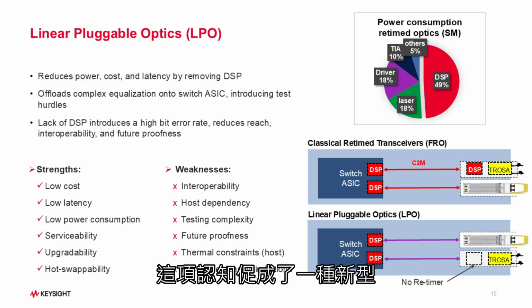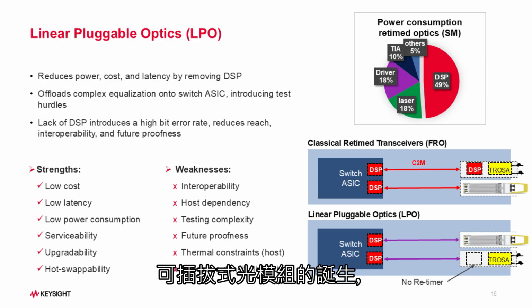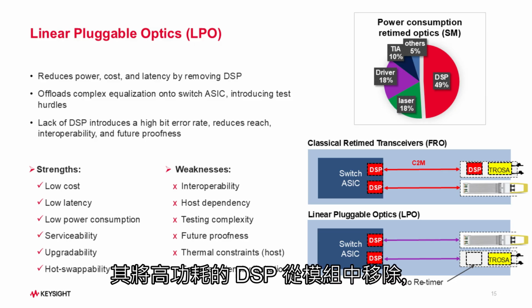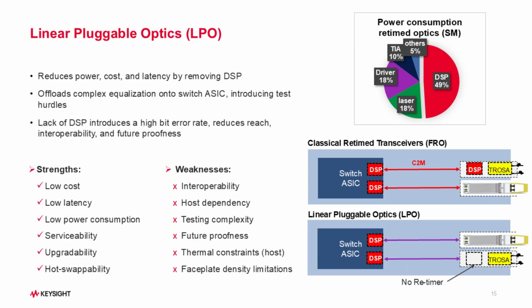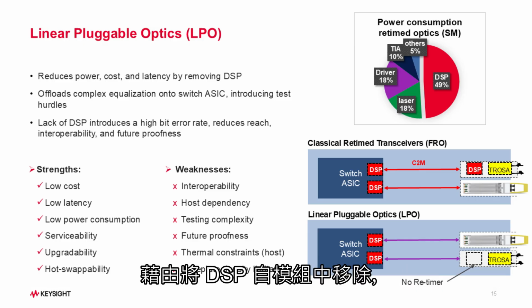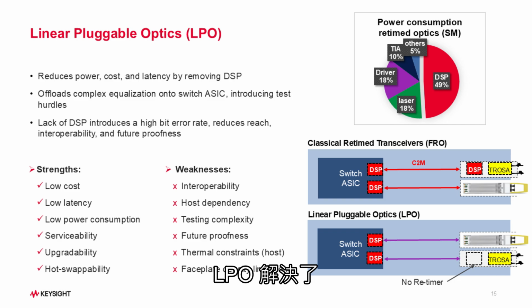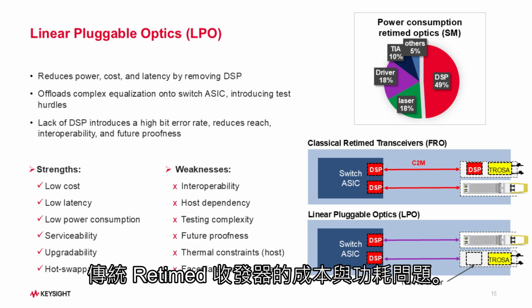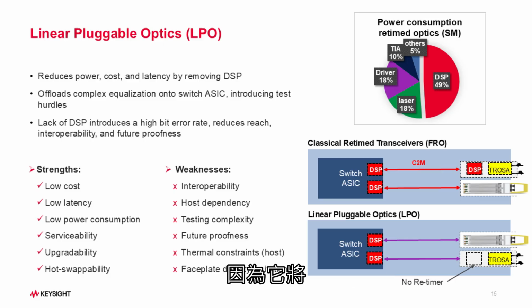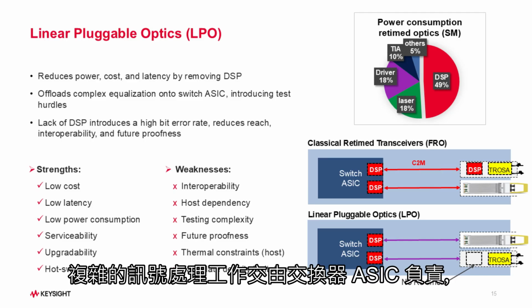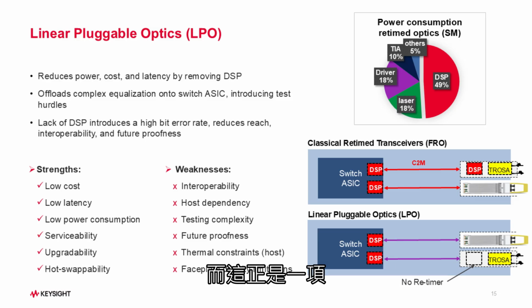This realization led to the emergence of a new type of pluggable that removes the power-hungry DSP from the module, and that is linear pluggable optics, or LPO. By removing the DSP from the module, LPO solves the cost and the power problem of classical retime transceiver. However, it does introduce significant challenge as it offloads complex signal processing to the switch ASIC. And that poses a particularly hard challenge to solve.